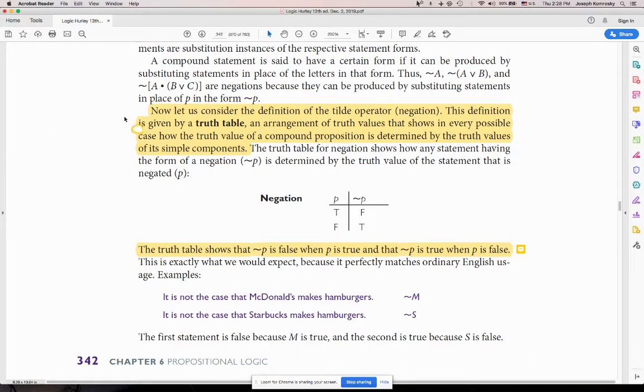Okay, now let's consider the definition of a tilde operator. Remember that one? It was a negation.